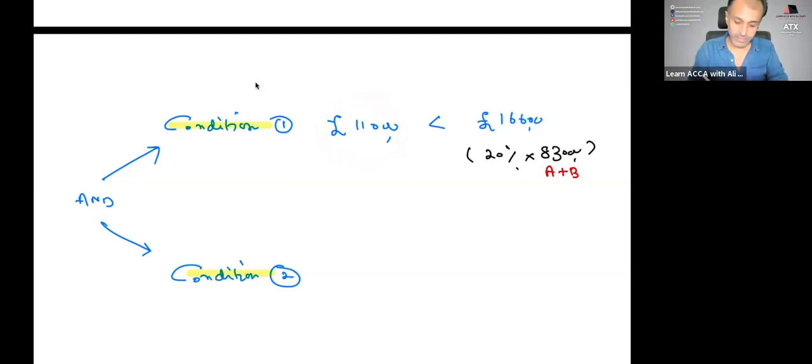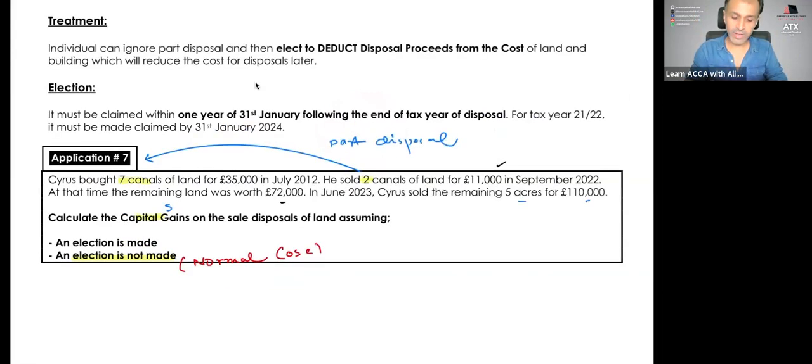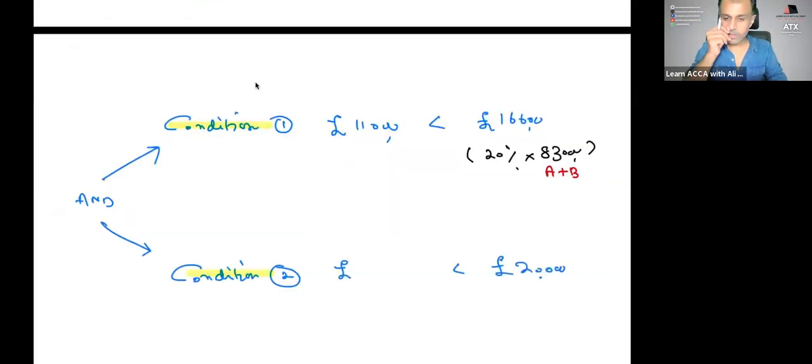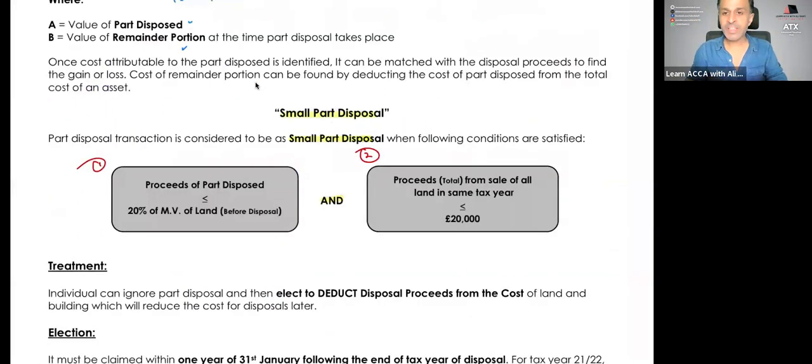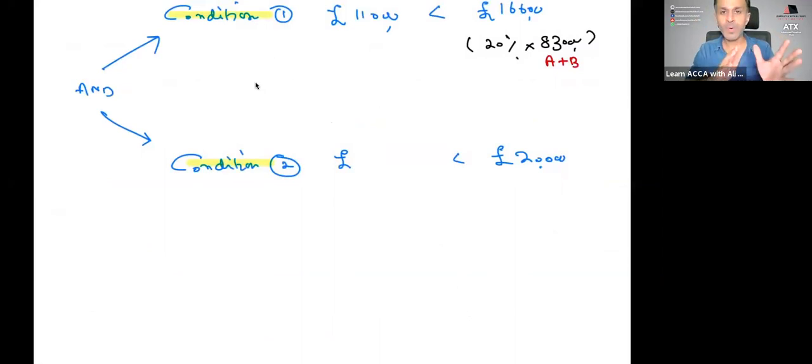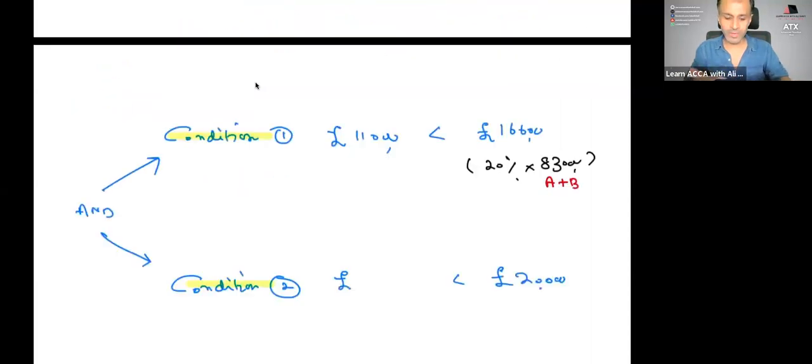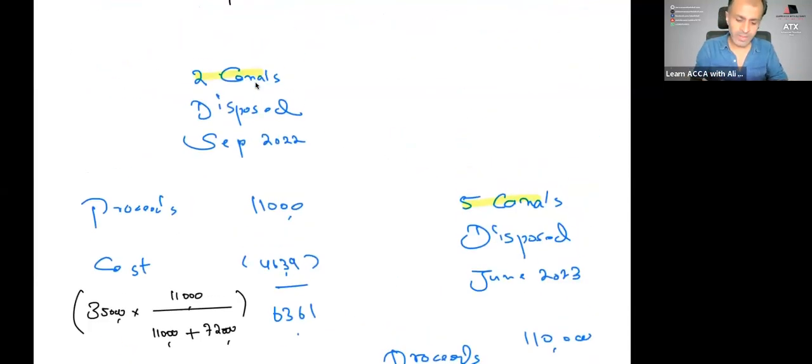What is the second condition? The second condition takes 20,000 fixed, so I can just write it. I do not need to calculate anything. I just need to calculate the proceeds from the sale of land in the same tax year. They have disposed the land in 2 parts, so I have to see if both parts were disposed in the same tax year or in either of the 2. This one looks to me to have been disposed in tax year 22-23.